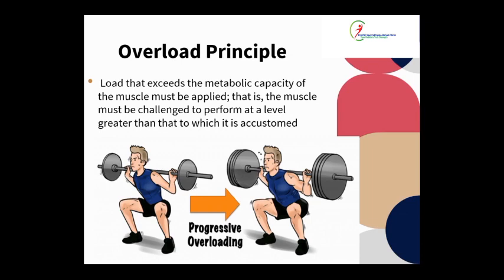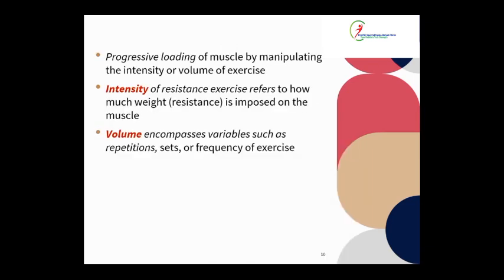For example, a schedule should be drawn up for oneself, or by the trainer for the trainee. Week one, a 1 kg dumbbell, and the next week, supposedly, move on to a 5 kg dumbbell. As you can see in this picture, progressive overloading means gradually increasing the resistance or the weight. It is the progressive loading of a muscle by manipulating the intensity or the volume of the exercise.